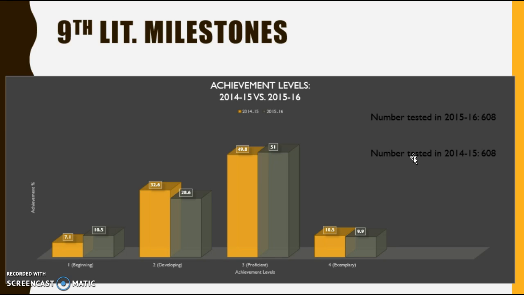Here's how our scores compare to the prior year. So these are the only 2 years that we have tested with the milestones. Both years we had 608 students testing. What's concerning here is that in the first year, we had fewer students in the beginning level compared to last year where we had more students. Also concerning over here, fewer students last year scored exemplary than the year prior to that.